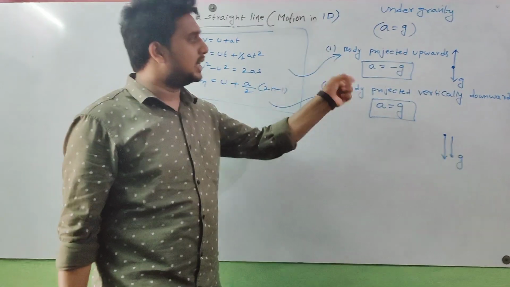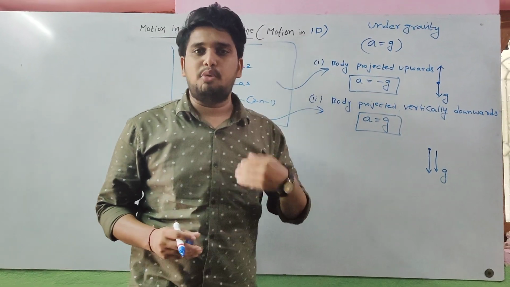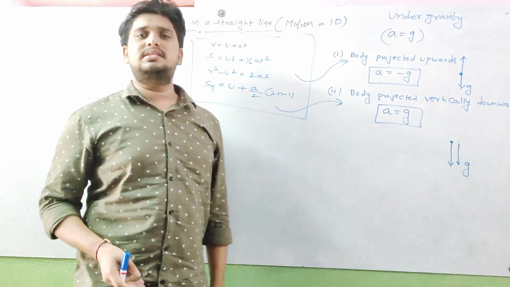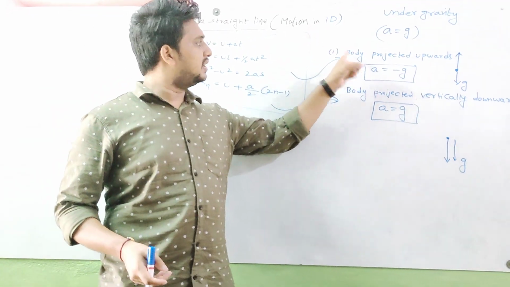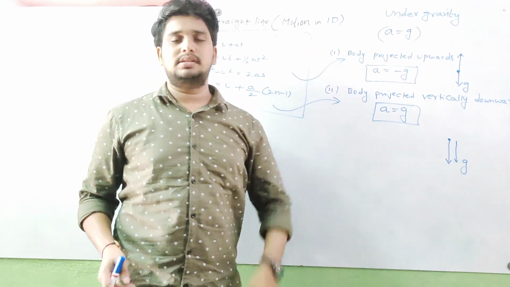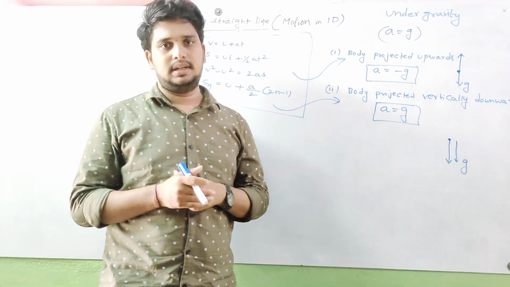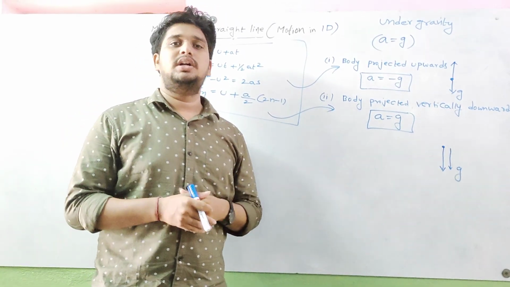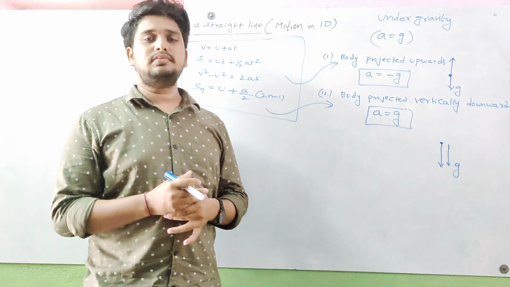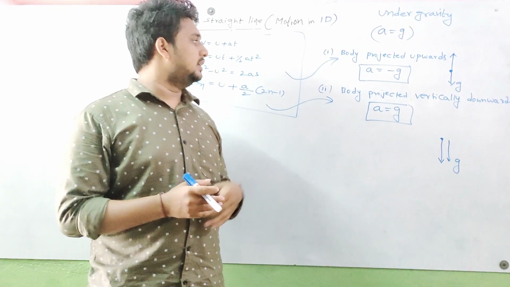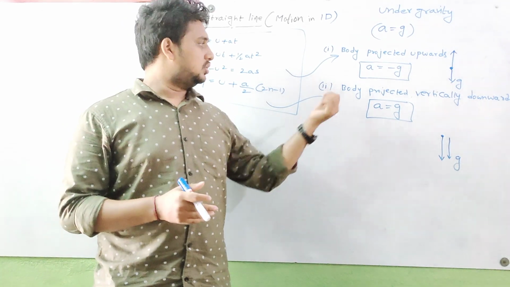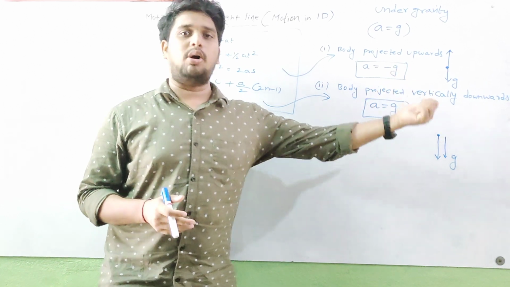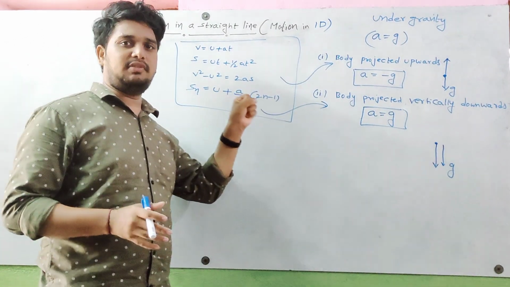When our body is projected upwards, how the equation of motion will vary and why. In the previous lecture we already discussed the first one, body projected upwards, how acceleration varies, and why acceleration is minus g. So please go through it. Now today I would like to discuss the second one. That means the second point. What is the second point here? Body projected vertically downwards, how the equation of motion will vary.